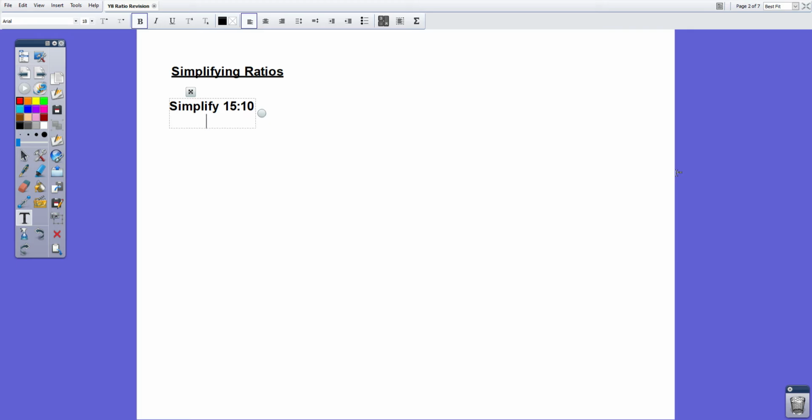Okay, so they're both in the 5 times table. Both of those numbers will divide by 5. They are both multiples of 5. How many 5s go into 15? 2? No, 3. So we divide that by 5 and we get 3. How many 5s go into 10? 2. We divide 10 by 5 and we get 2. And that is that ratio simplified. Simplifying 15 to 10, we end up with 3 to 2.